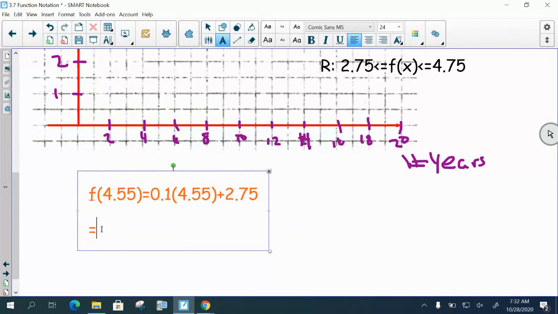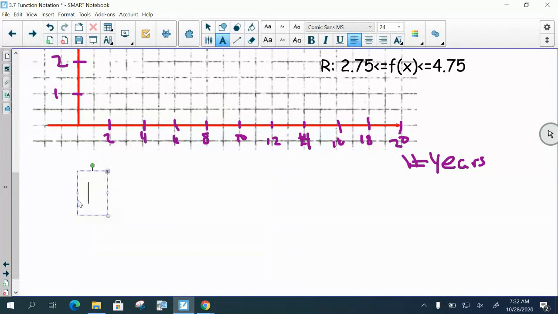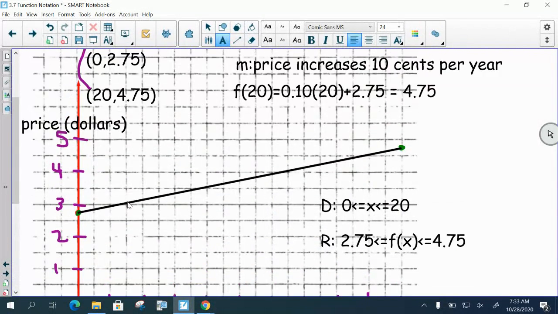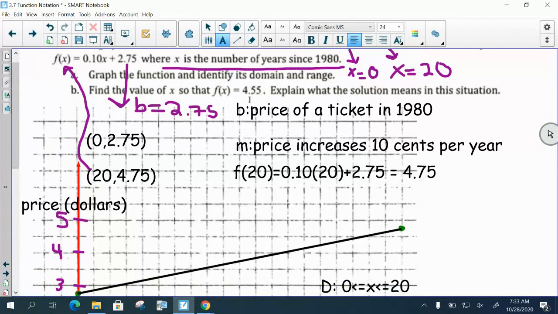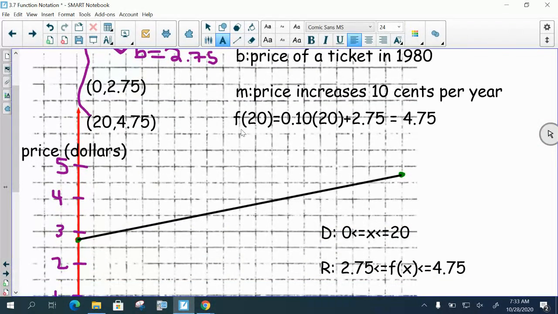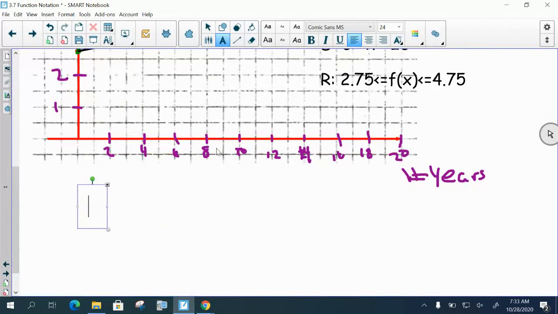Actually, wait a minute. I apologize, you guys. This is not how you do it. I don't know what I'm thinking. All right. 4.55 is your f of x, and you're finding x. So you're given the price, and you're trying to find the year at which that price occurred.